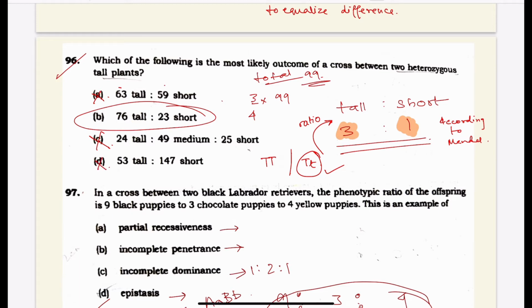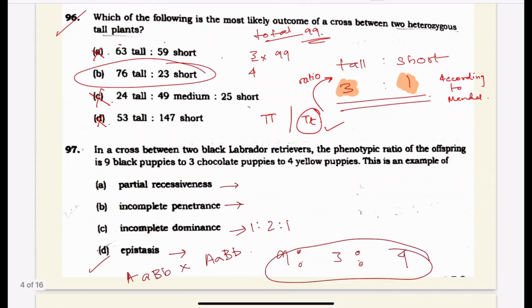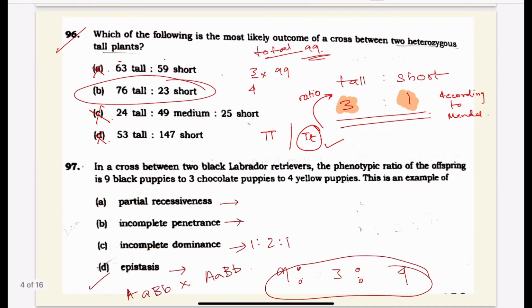But if we see the 76 tall is to 23 short, that is, I guess, a perfect 3:1 ratio, which we can check by adding 76 and 23, we'll get 99, and then 3/4 of 99 will be 76 and 1/4 will be 23, and that is how we can confirm that 76 tall is to 23 short will be the correct answer.